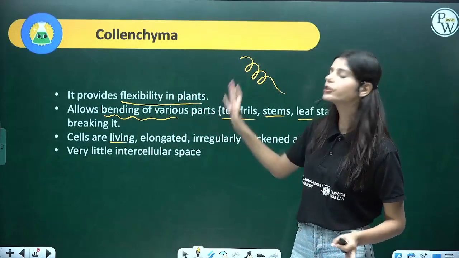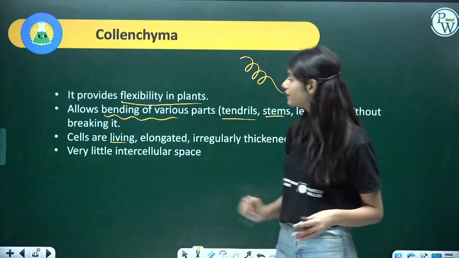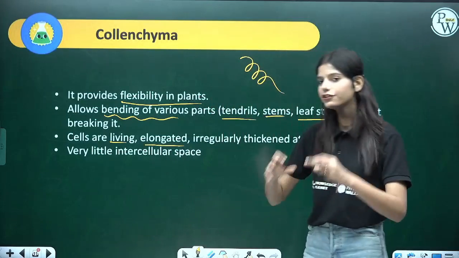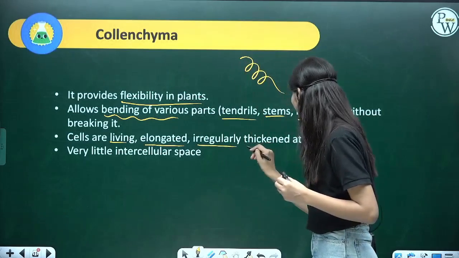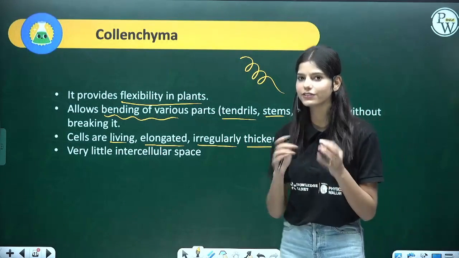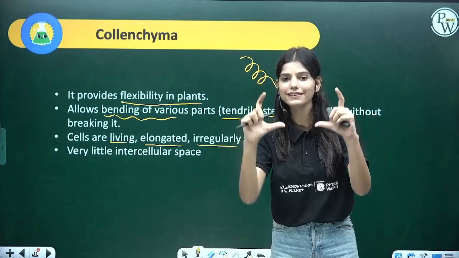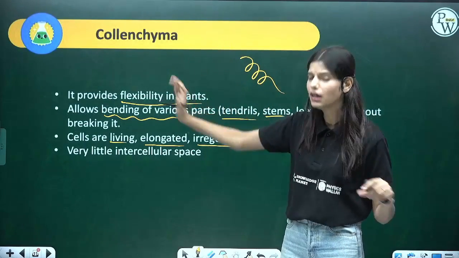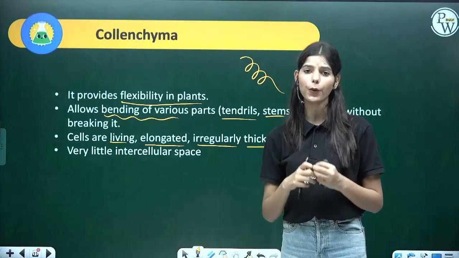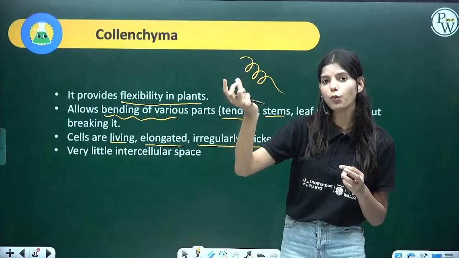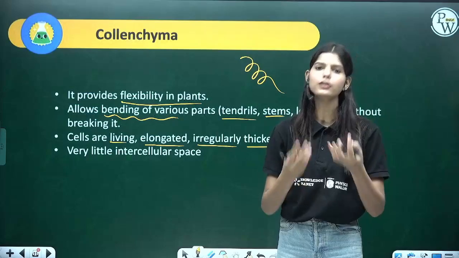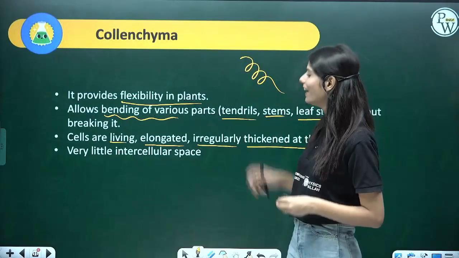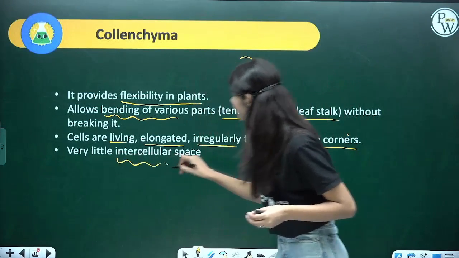Now let's talk about the Collenchyma, guys. They have living cells which are elongated, so their shape is quite elongated. Also, they have irregularly thickened walls at the corners. So the walls of these cells in Collenchyma have irregular thickening. In some parts of the walls there will be thickening, and in some parts there will be no thickening.